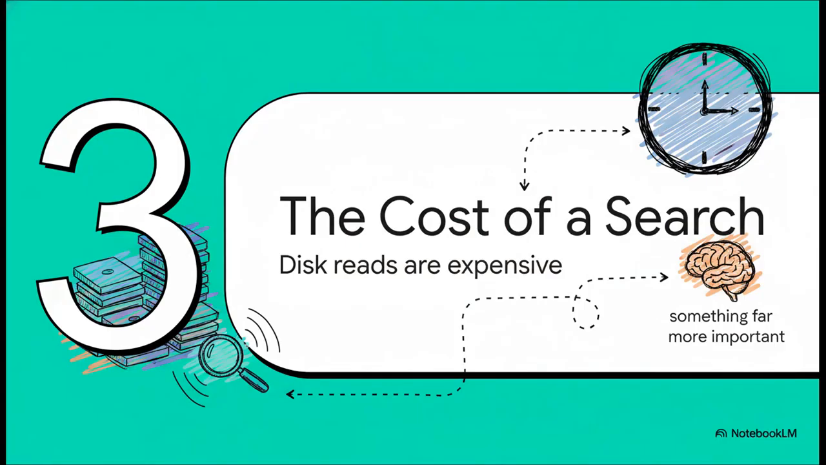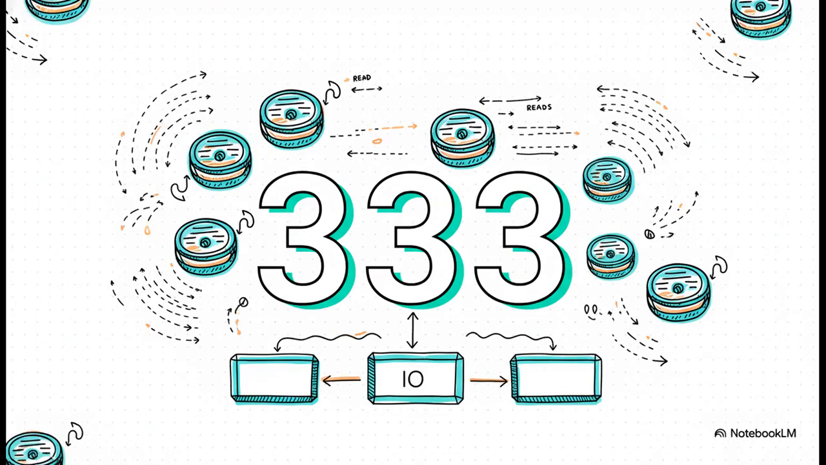So let's talk about the real cost here, because it's not really about time. It's about something much, much more expensive for a database. The cost was 333. That number represents 333 separate trips the database had to make to the disk to read data. In the database world, we call each one of those trips an I/O operation.